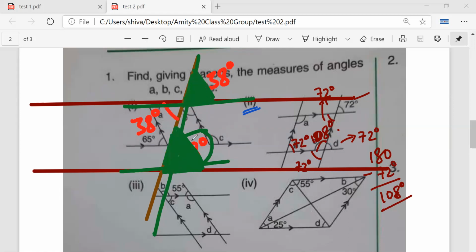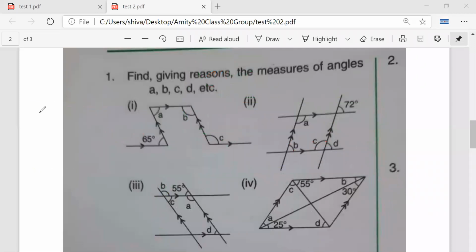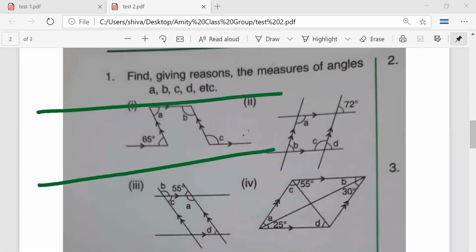So these two angles would be equal. This would be equal to this. Similarly, this angle and this angle would be equal to each other. These two lines are parallel. If this is 52 degrees, Mr. Satya, what would be this angle?